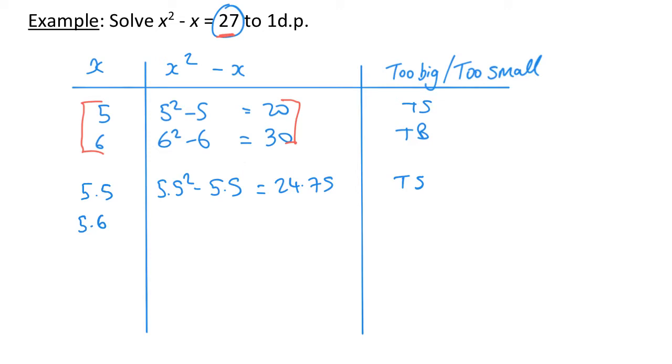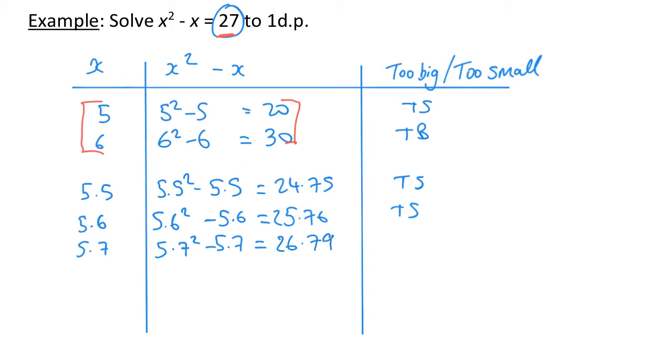5.6, so that's 5.6 squared minus 5.6, and we get 25.76, which again is too small. 5.7, so that's 5.7 squared minus 5.7, which is 26.79, so it's close, but again it's too small. So then 5.8, which is 5.8 squared minus 5.8, which is 27.84, which is too big. So again we've got two numbers that straddle our target number of 27.